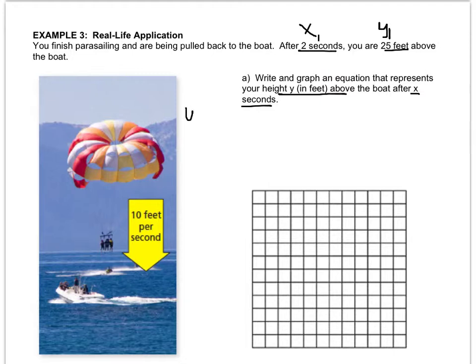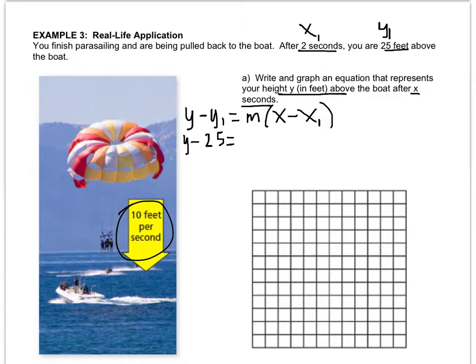So let's write the formula. Y minus y1 equals m times x minus x1. Y minus 25 equals. Do you see the slope anywhere in the question? The rate of change? It's right here, 10. And since you're going down 10 feet per second, it's negative 10. X minus 2.